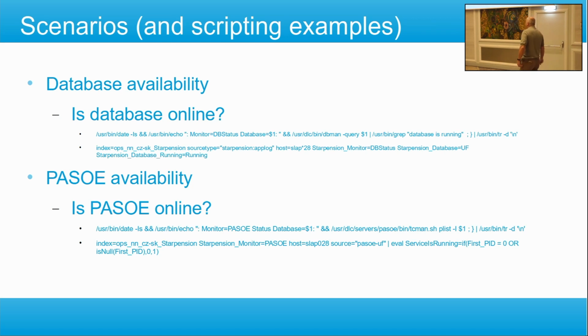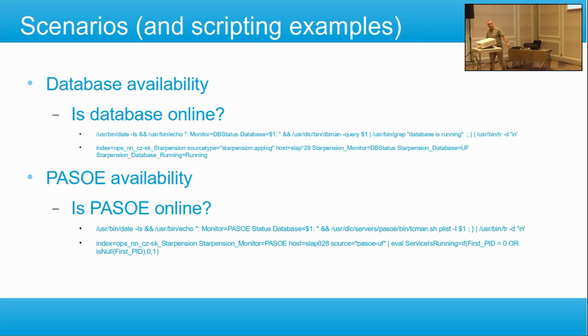The other one is about PSOE. I use the same approach, only instead of the dbman utility, I used the tcman utility. I don't know why. There are more of them you can use, definitely. But I started with this one, and it gave me some good results. You can see that the script is pretty much the same. I have only changed the name of the script. The output is different. And I have a simple query which can tell me whether the PSOE server is up and running.